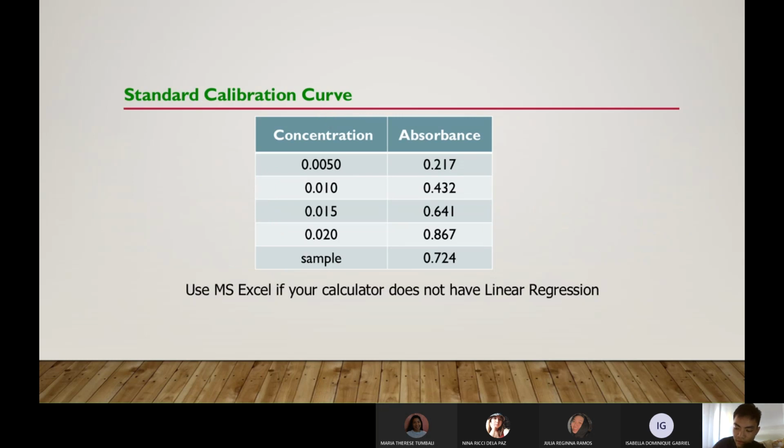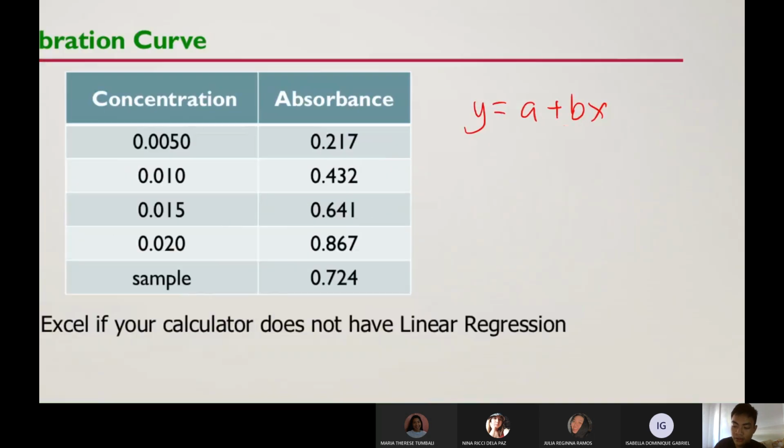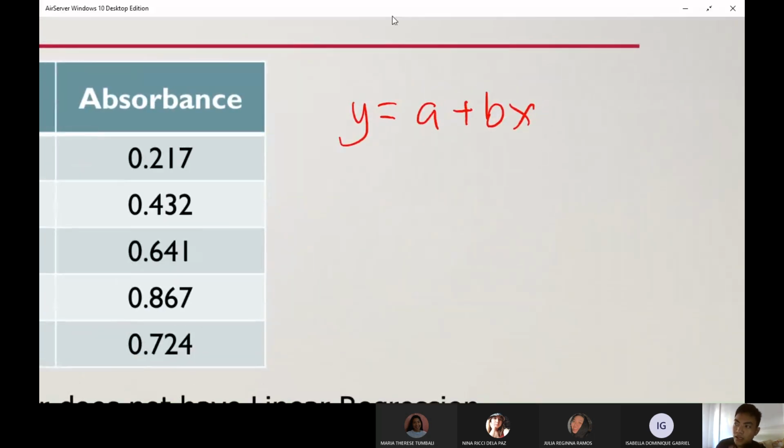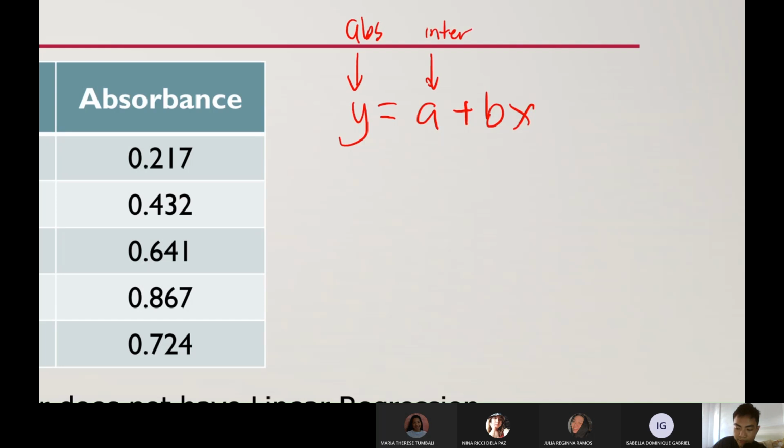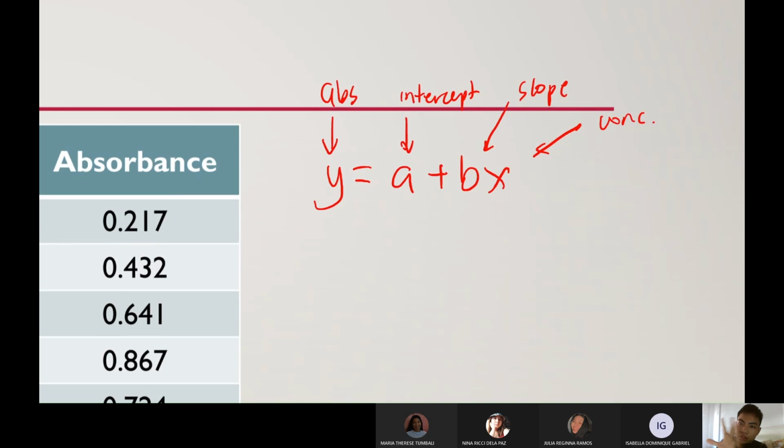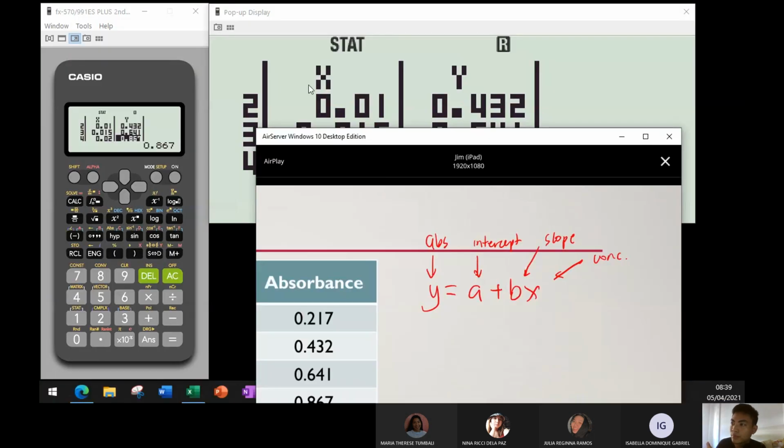So, again, ito yung format ng equation natin. Y equals A plus Bx, no? Where Y is the absorbance. A is just the intercept. Okay. B is the slope and X is the concentration. Okay, take note of that. Ganyan gagawin natin. If you plug in everything in your calculator, you should create this equation.